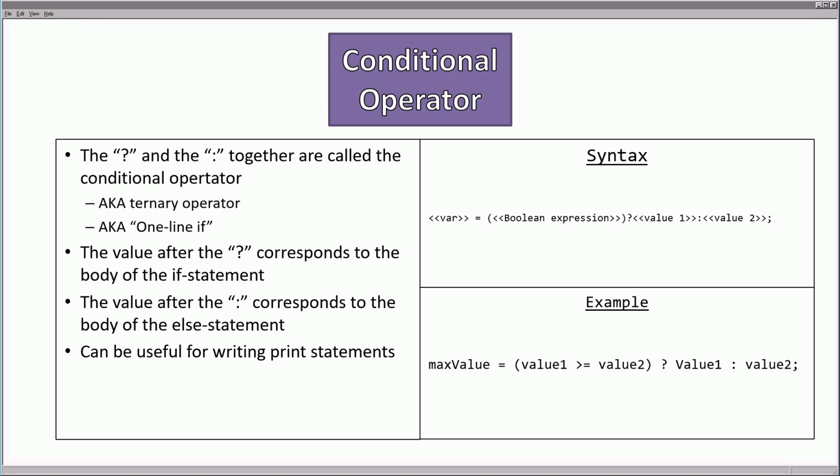There's a special kind of operator called the conditional operator, otherwise known as the ternary operator or the one-line if statement. So if you see a combination of a question mark and a colon together, it basically creates a one-line if statement. So what you can see here is we can assign the value of a variable to some Boolean expression followed by a question mark. Then, if this is true, we assign value 1. However, if this is false, we assign value 2. Now, these can be very useful for writing print statements.